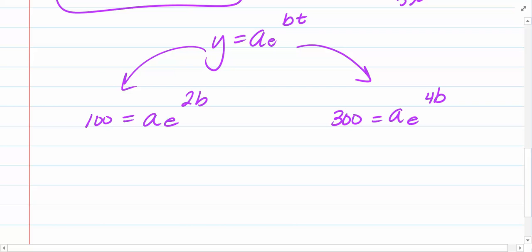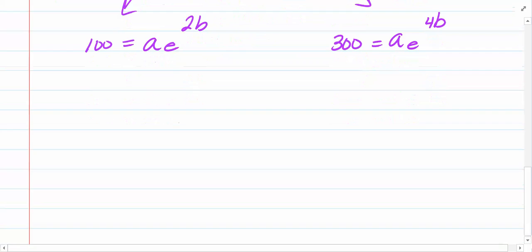So ladies and gentlemen, what we have here is a system of equations. What I mean by that is we have two different equations, and we have two different unknowns, namely the A, the initial amount, and B, this growth factor. All we know is that this growth factor needs to be greater than 0 because it's a growth factor.